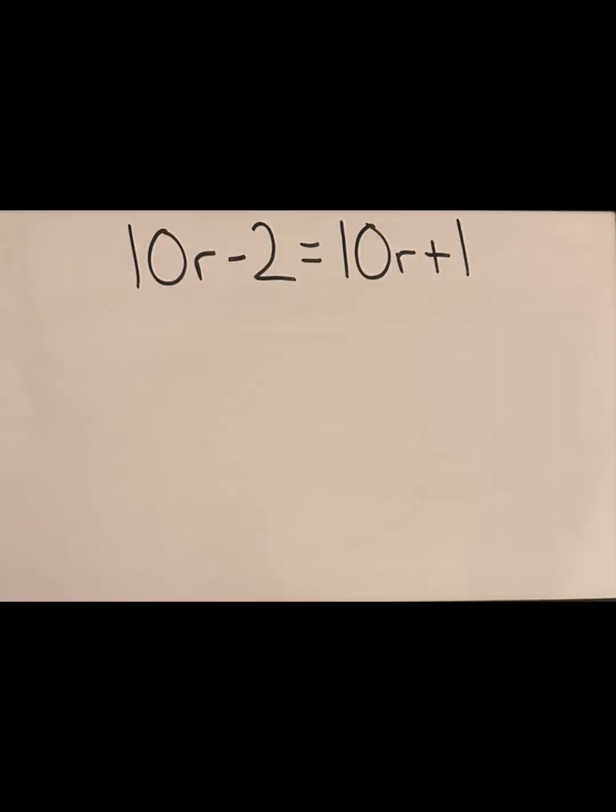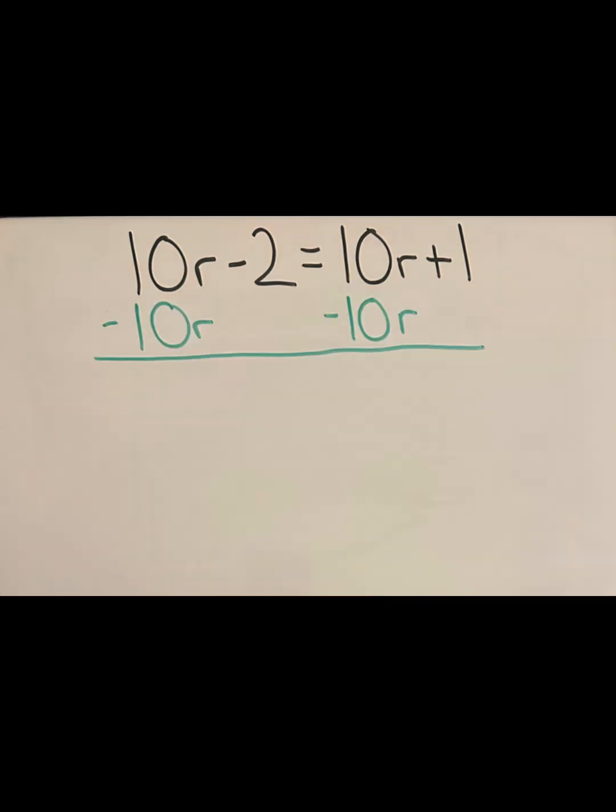And for our final example, we have 10r minus 2 equals 10r plus 1. Can you look at the equation and guess what type of structure we have? If not, just follow the steps that we use to solve any equations, and you should be able to see in your final step what type of solution this equation should have.